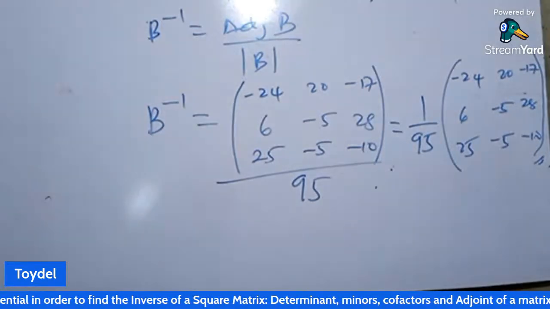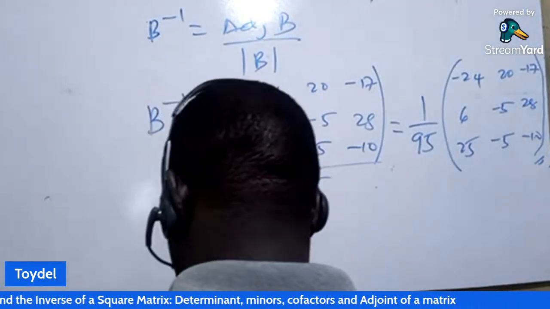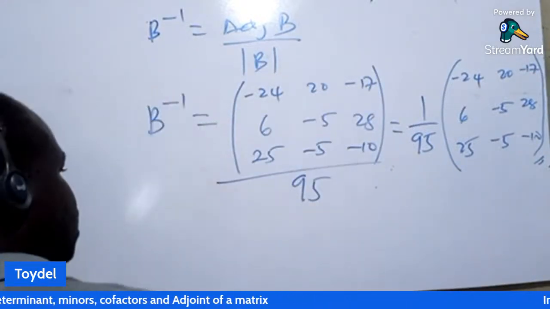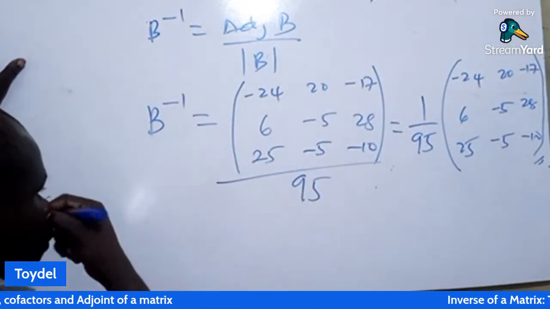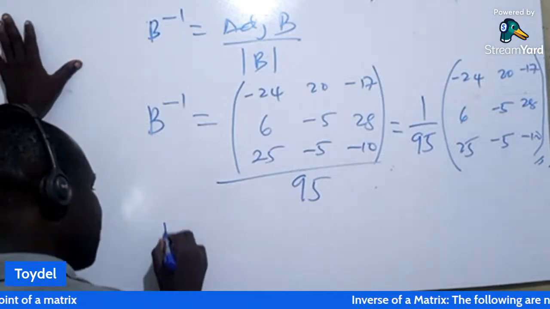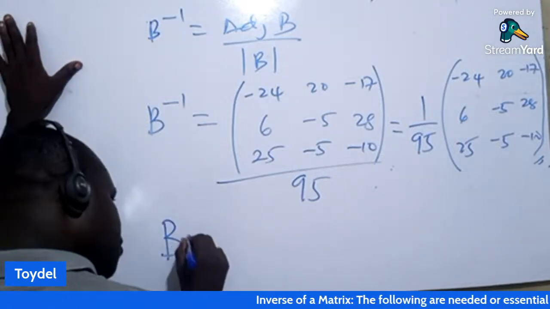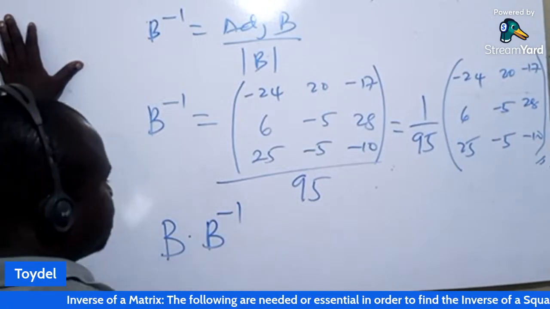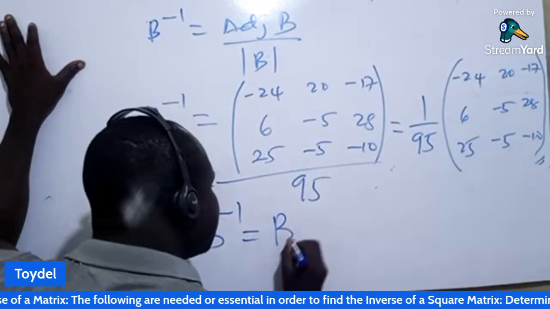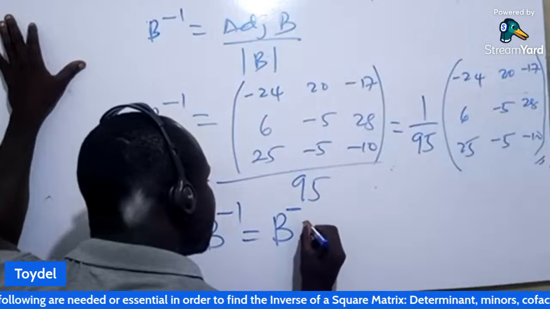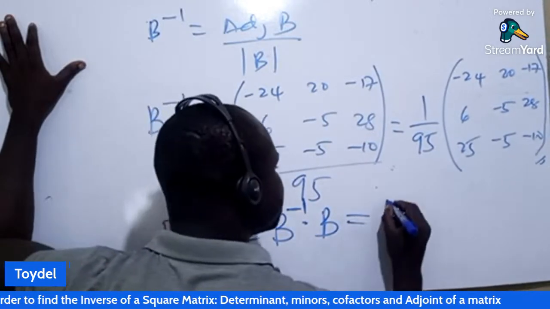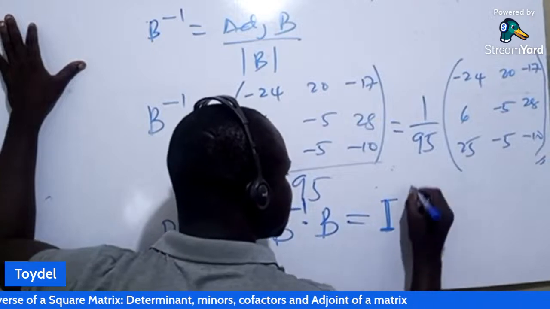And I want us to also note that the product of a matrix and its inverse is equal to the unit matrix. That is, if you have a matrix B, multiply by the inverse of that matrix, or if you have the inverse of a matrix, multiply by that matrix, at the end of the day, we must get an identity. We must get a unit matrix.